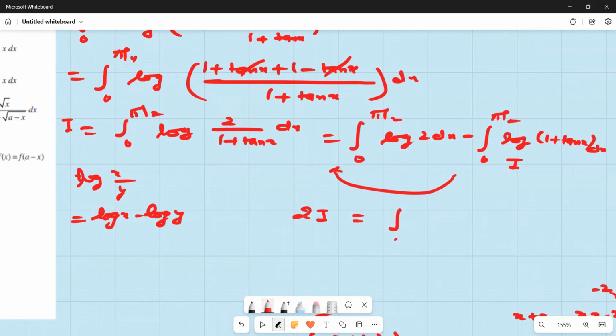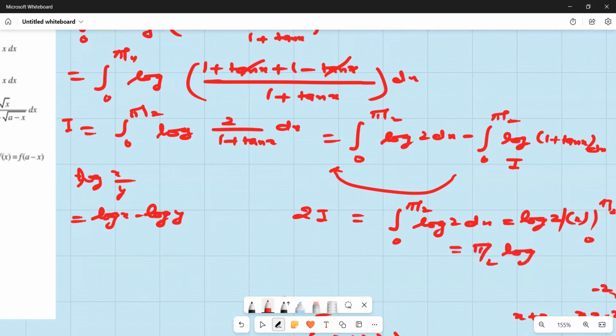That is equal to the integral from 0 to pi by 4 of log 2. Log 2 is a constant, so log 2 will be out and the integration of one will be x. And the limit is what? 0 to pi by 4. So what is the answer? Pi by 4 log 2. That is equal to 2I. So I will be equal to pi by 8 log 2. Clear?